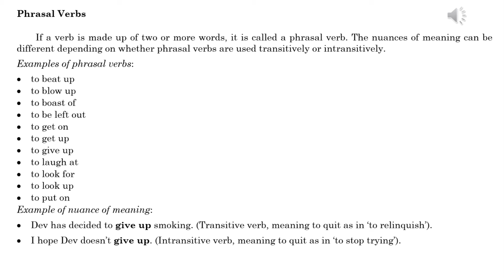Phrasal verbs. If a verb is made up of two or more words, it is called a phrasal verb. The nuances of meaning can be different depending on whether phrasal verbs are used transitively or intransitively. Examples of phrasal verbs: to beat up, to blow up, to boast of, to be left out, to get on, to get up, to give up, to laugh at, to look for, to look up, to put on.